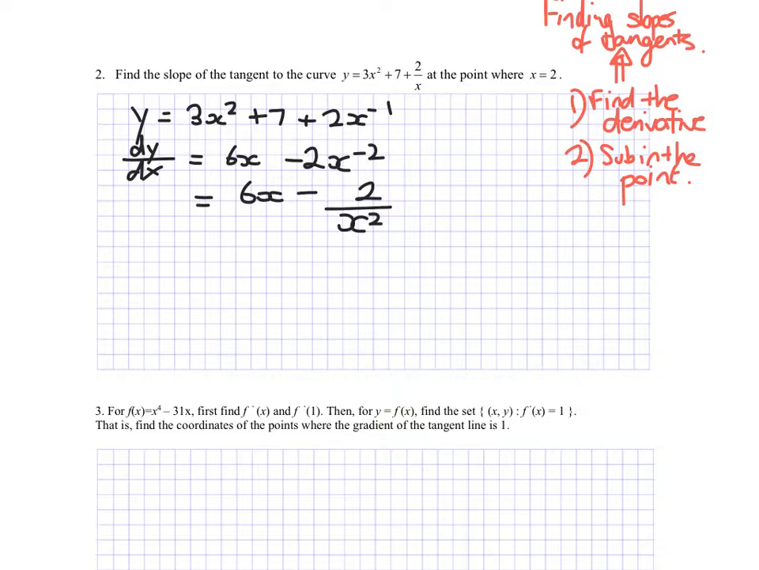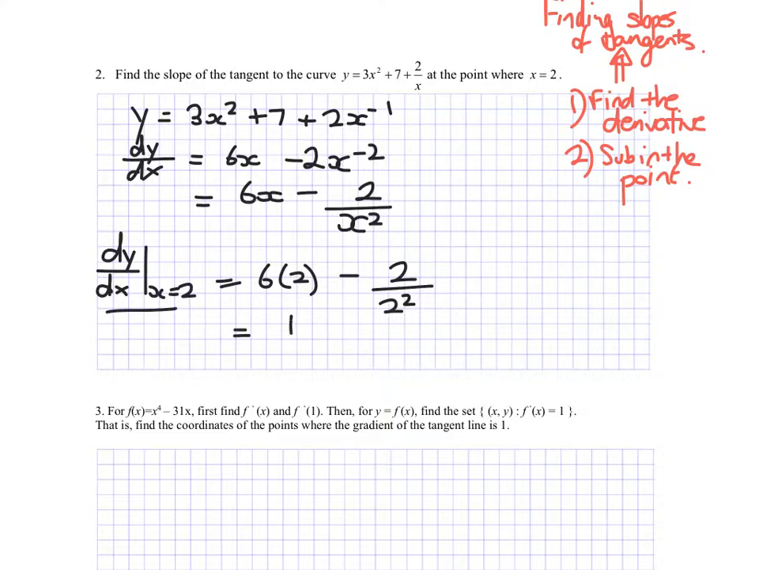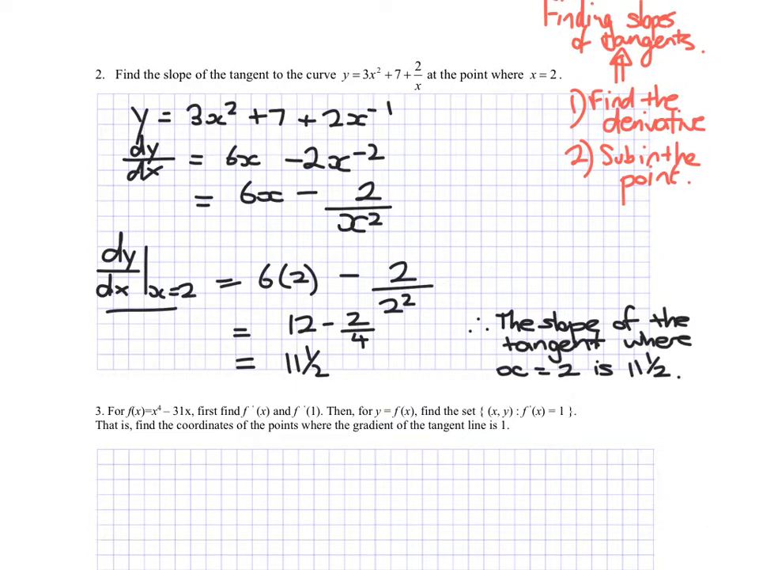Now we want to find dy/dx where x equals 2. That's what that notation means. So that's going to equal 6 times 2, take 2 on 2 squared, which equals 12, take 2 on 4, which equals 11.5. Therefore, the slope of the tangent where x equals 2 is 11.5.